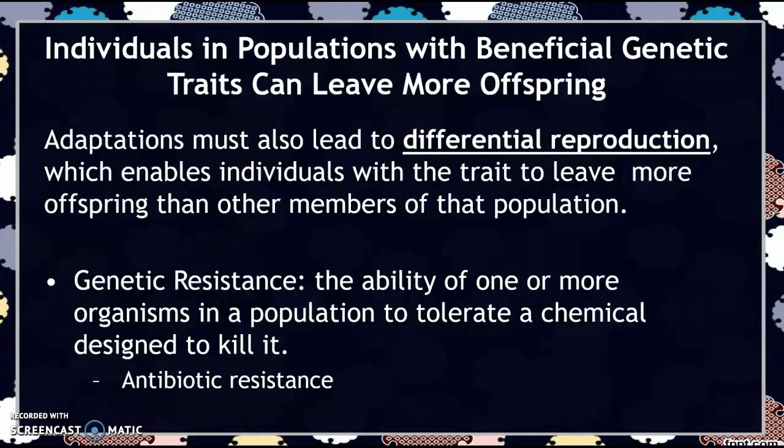Adaptations also have to lead to differential reproduction, which basically means that some members of a population are more likely to mate and have offspring than others. This includes things like genetic resistance or antibiotic resistance when we're talking about bacteria. Genetic resistance is just the ability for one or more organisms in a population to tolerate a chemical designed to kill it. So when you get sick, you take an antibiotic. Antibiotics are designed to kill that bacteria that is infecting you. However, bacteria can evolve to have antibiotic resistance, which means that when you take that antibiotic, it won't kill them anymore.